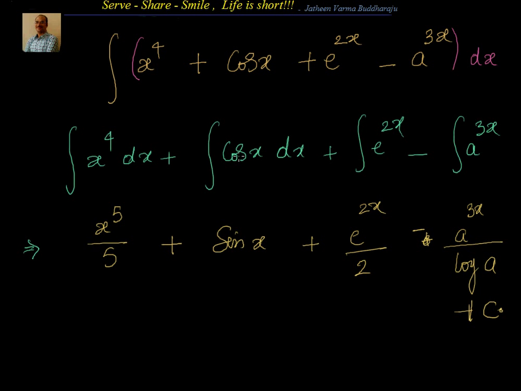So the integral of x power 4 is x power 5 by 5. Integral of cos x is sin x. Integral of e power 2x is e power 2x by 2. How did we get this? Let me try to explain.